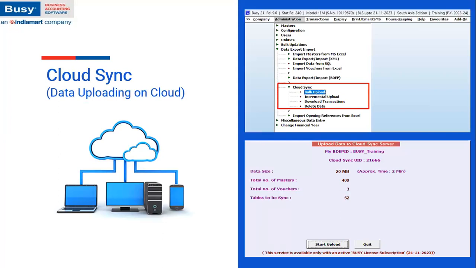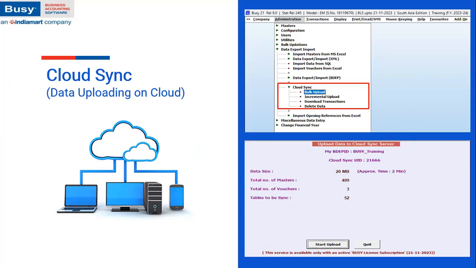And below that, we have the incremental upload also. Incremental upload is possible manually as well as through the Busy agent. With the Busy agent option, it can be synced automatically. But if you require a manual incremental upload, you can do it and upload data to the cloud sync server.